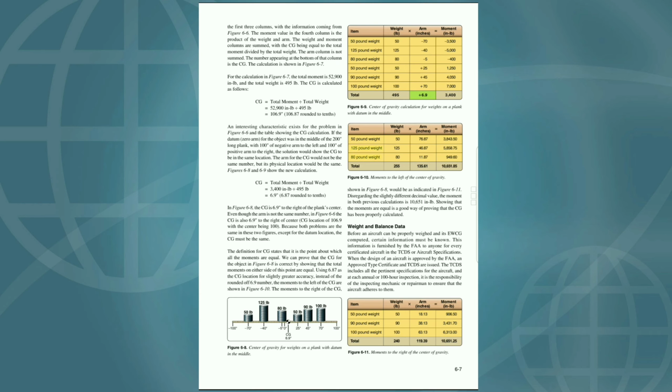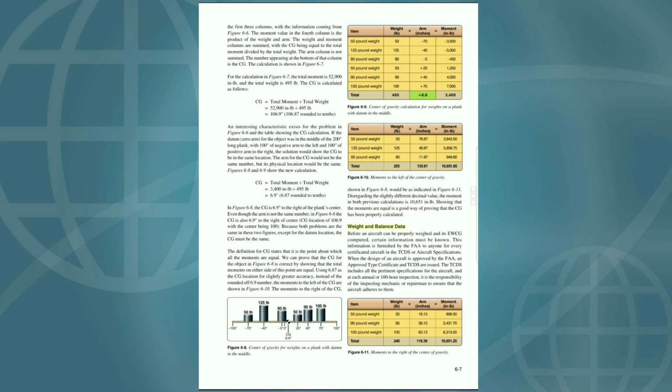10,651.85. 125 pound weight, 80 pound weight. Total. Figure 6-10. Moments to the left of the center of gravity, shown in Figure 6-8, would be as indicated in Figure 6-11. Disregarding the slightly different decimal value, the moment in both previous calculations is 10,651 inch-pounds. Showing that the moments are equal is a good way of proving that the CG has been properly calculated.